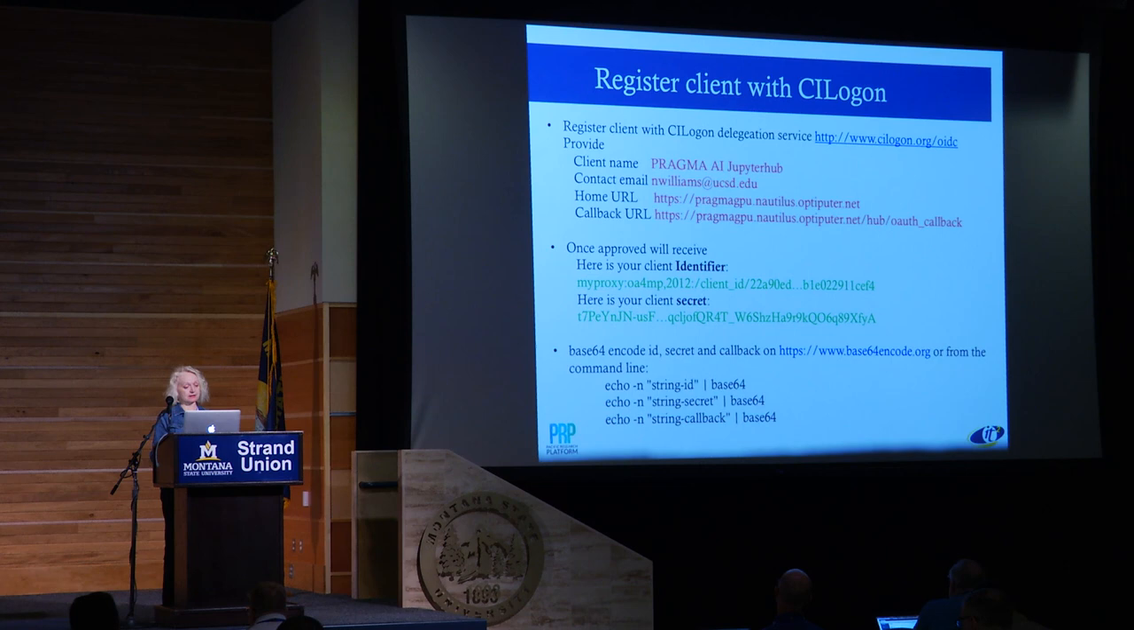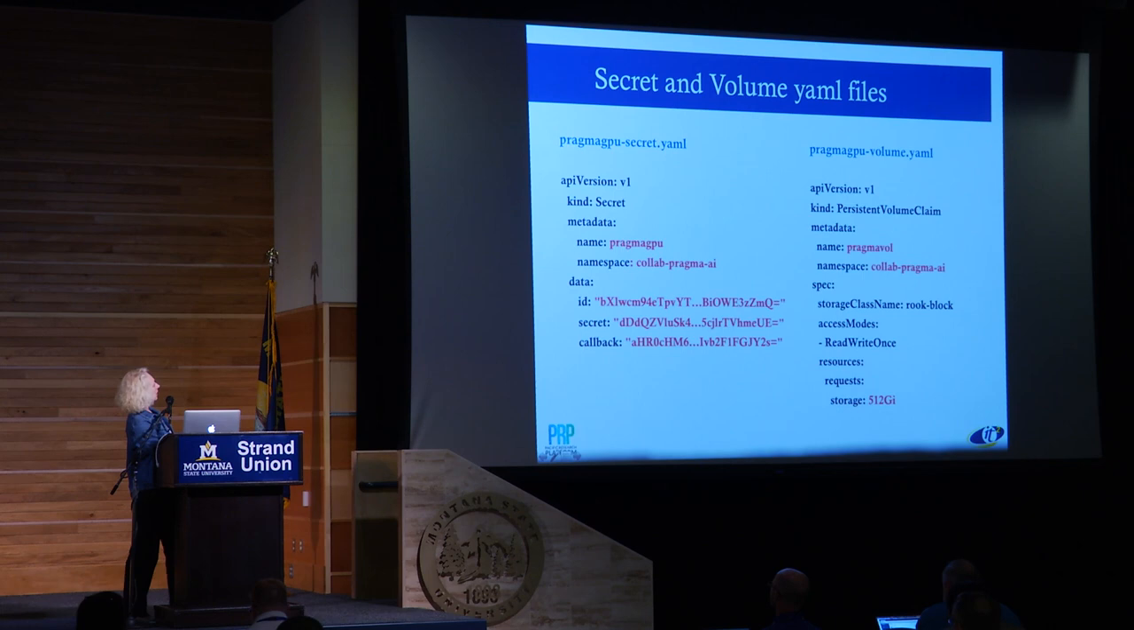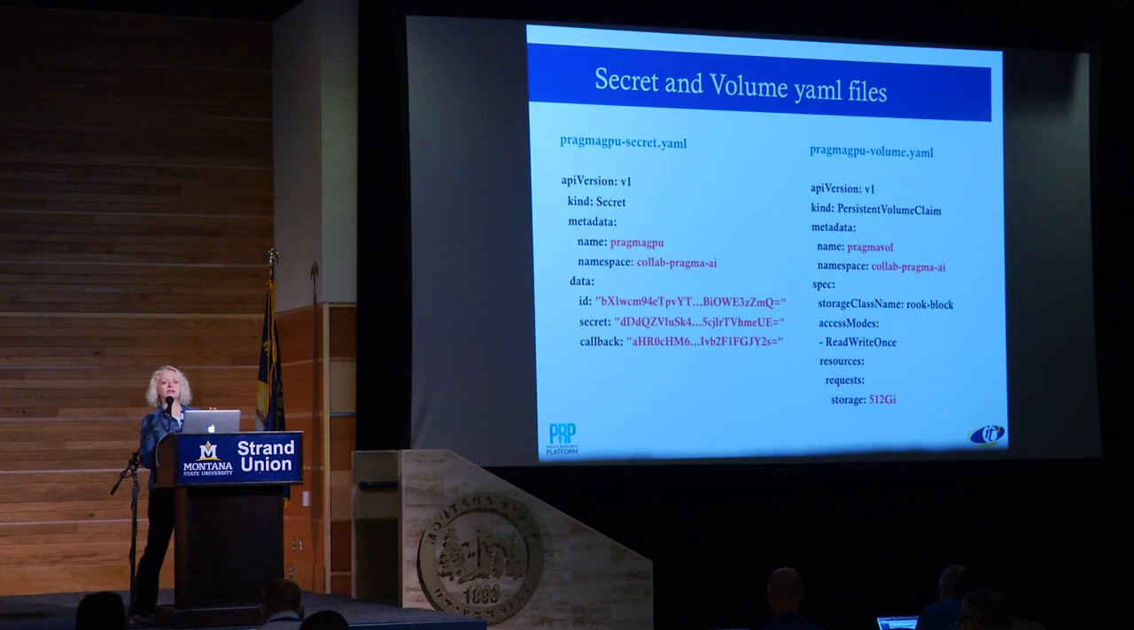So on the left you see a secret file, so-called. This is an object in Kubernetes that will be created. And the last three lines on the left here, this is the ID and secret that I received after I registered my service, and this is the callback. So this is the information that later on in another YAML file will be passed, not as clear text, but as the string to my container, because three variables that will be needed for authentication will need to be explicitly set as environment variables on the container.